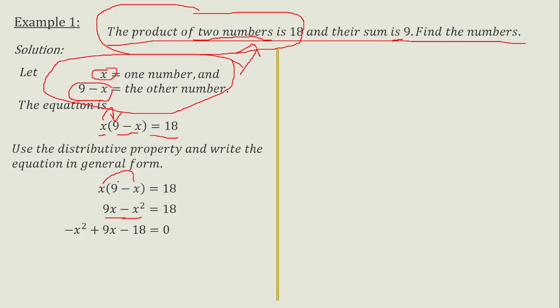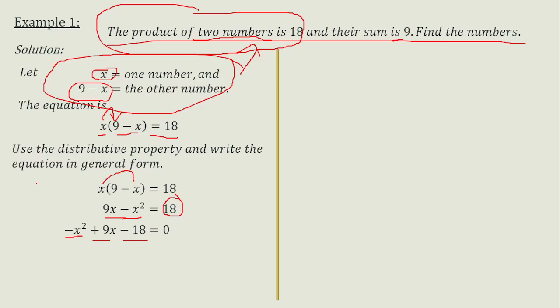So, we will transpose 18 to the left side first. It will become negative x squared plus 9x minus 18. If you noticed here, class, 9x minus x squared, we swapped their places. The x squared should come first because we base again on the general form of the quadratic equation. So we need to arrange it properly. The quadratic term comes before the linear term. So, negative x squared plus 9x minus 18.